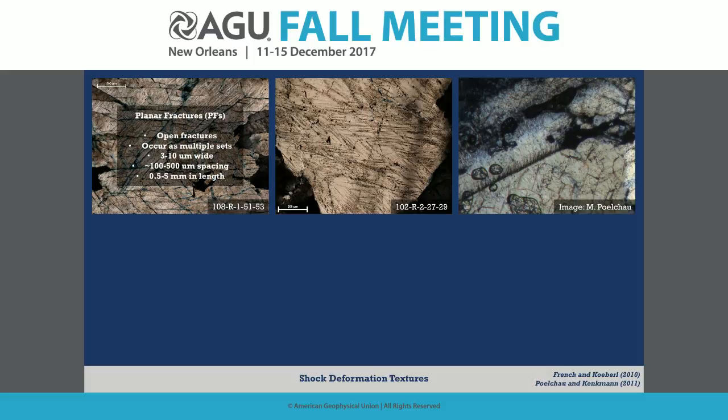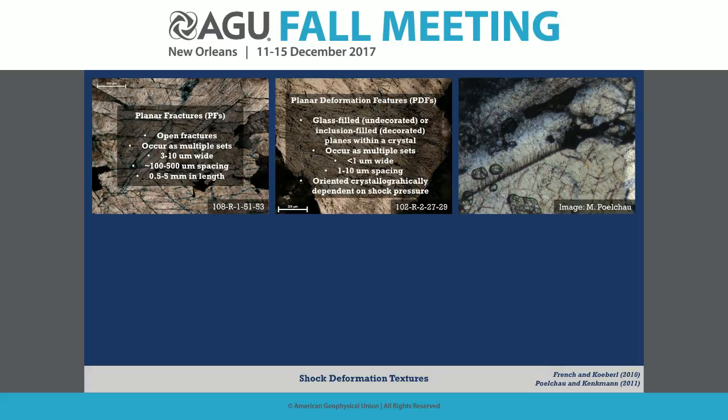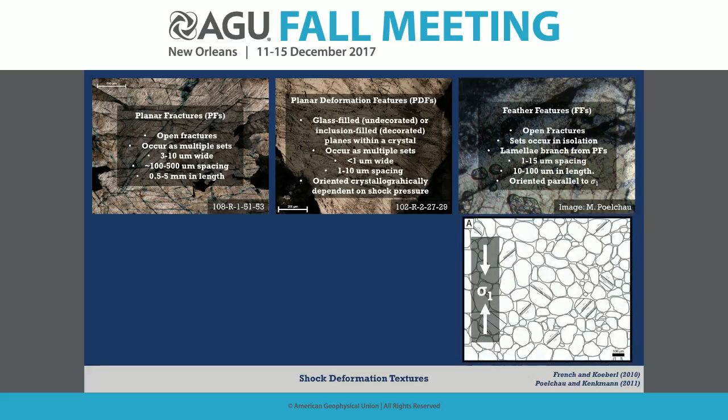Planar fractures are open. They're several microns wide, and they have spacings of tens to hundreds of microns. Planar deformation features are glassy lamellae that are crystallographically oriented, and experimental results have shown that this is consistent with the shock pressure the material has experienced. And then finally, feather features, which are also open fractures, but much shorter, and they occur as single sets on planar fractures, typically 10 to 100 microns in length.